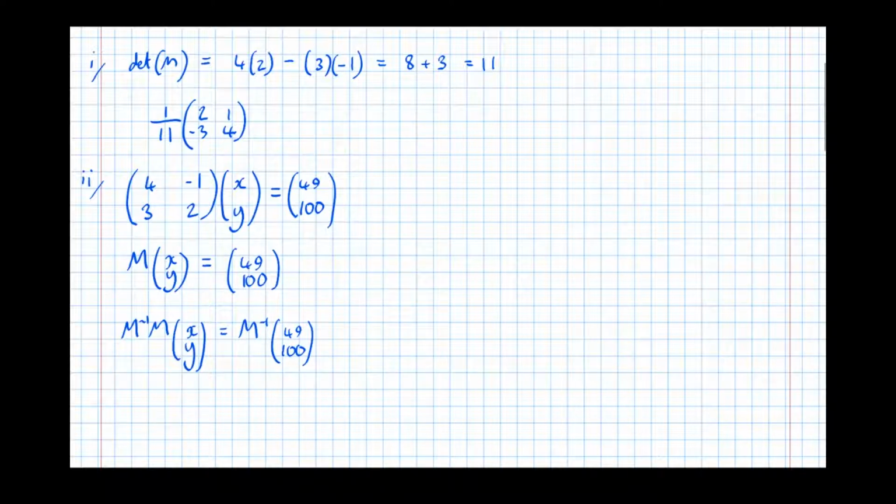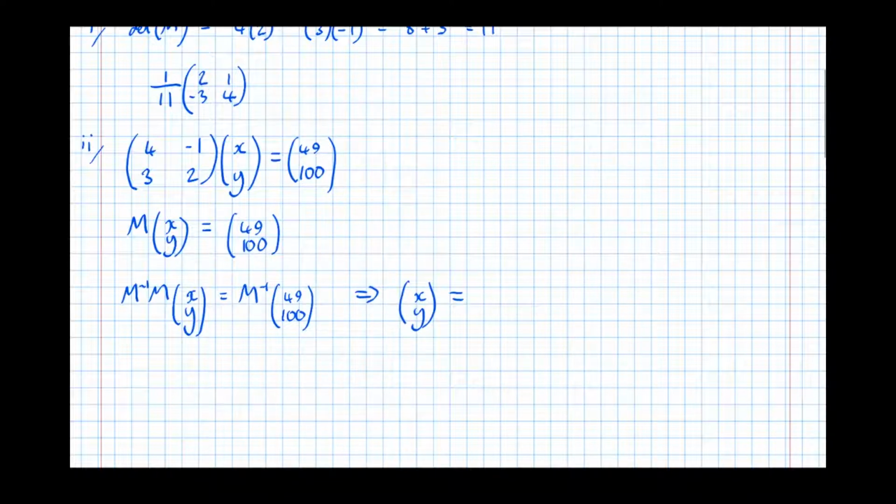Now, the reason I multiplied on the left is because I wanted this to happen here. I wanted a matrix to be touching its inverse, because when a matrix is multiplied by its inverse, we just get the identity matrix, i.e. nothing happens. So now we've got an expression saying xy equals, and that's what we wanted, xy equals the inverse of M times 49, 100. Well, actually, we've got the inverse of M from a previous part. It's an 11th, 2 minus 3, 1, 4. You can see that there.